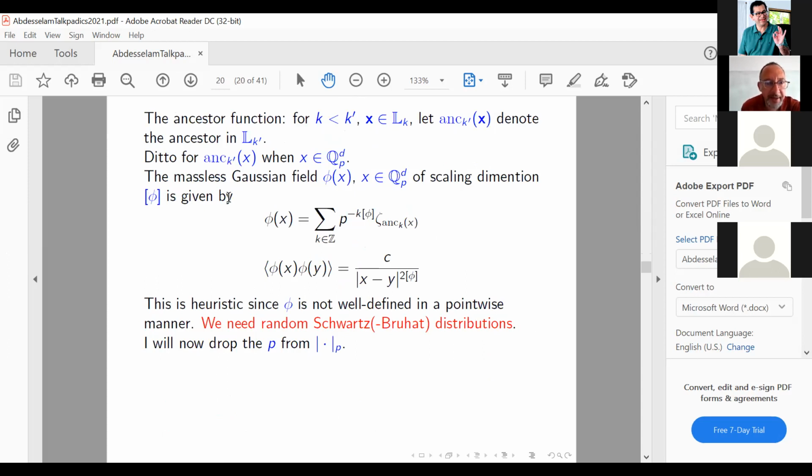And so now I'm going to define a field which lives at the boundary, Q_p to the d, and it has what is called the scaling dimension. So this time I'm not using delta like physicists do, but this symbol here. So it's just a parameter that I can pick any way I want. So here is the definition. X, remember, is a point in the boundary. So what I do is I collect all the random variables which live on the ancestors of that point, and I multiply them by this geometric weight, and I sum. And so this way I have a function which depends on X.